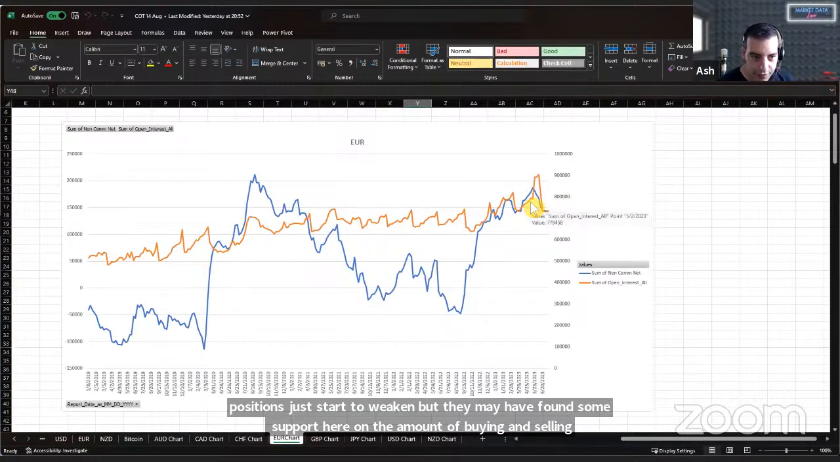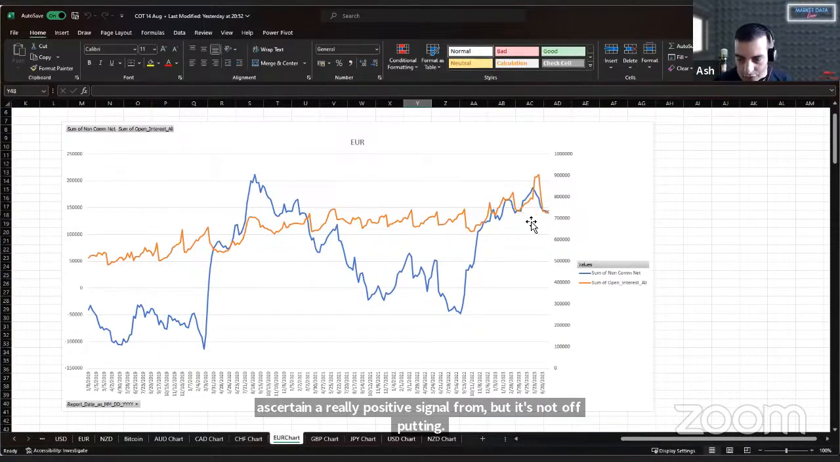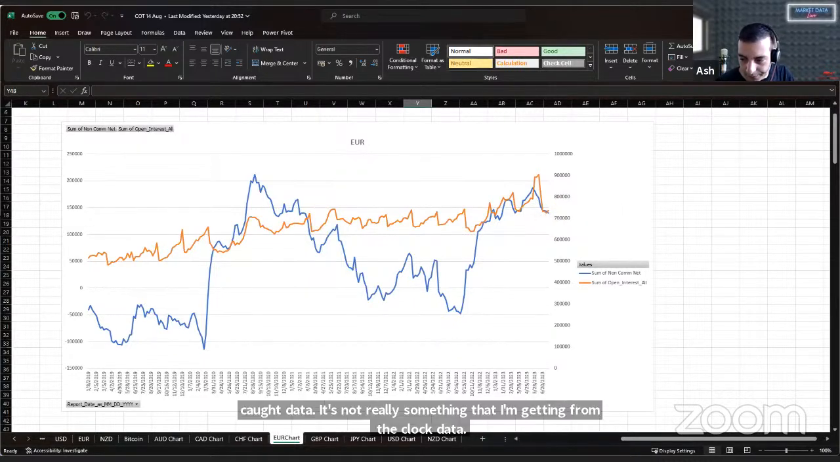So the seasonal bias pushes us towards the Kiwi yen short. The seasonal bias pushes us towards the euro Kiwi long. So we're looking at a weak Kiwi. The COT data is a little bit more difficult to ascertain a really positive signal from, but it's not off-putting. I think that's the key really that I'm getting from the COT data. It's not really something that is going to lead the idea, but it's definitely not off-putting.